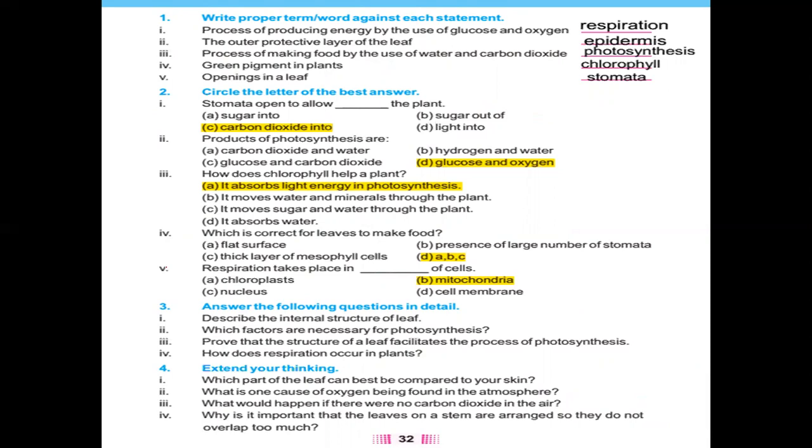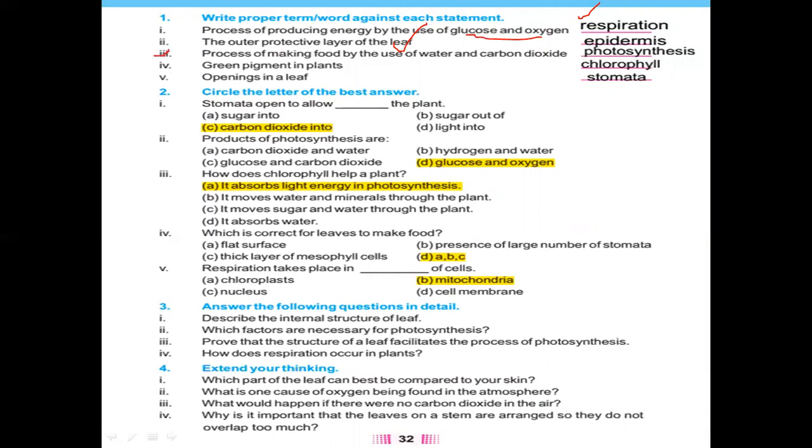Now let's do the exercise. In the exercise, we are having terms according to these statements. The process of producing energy by the use of glucose and oxygen. Yes, glucose and oxygen are utilized, and by that we are having energy as the result. And what is the process? Yes, respiration. The outer protective layer of the leaf. What is that? Epidermis. Yes, the upper layer.